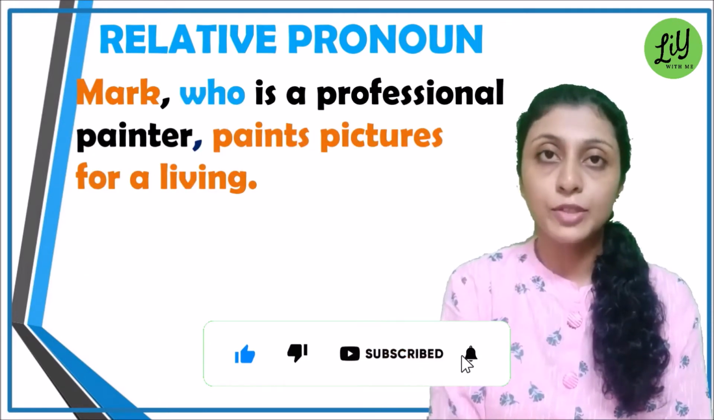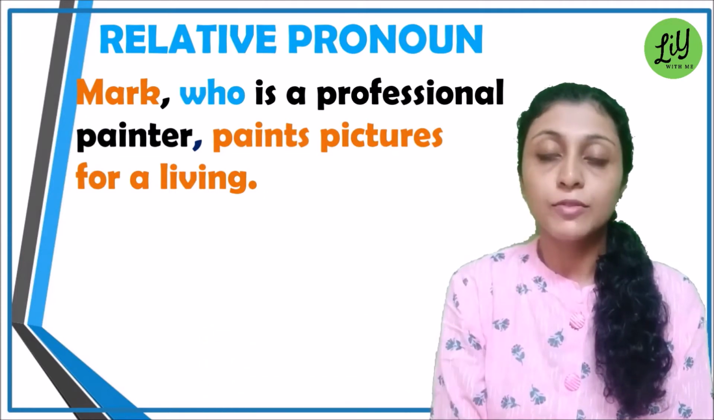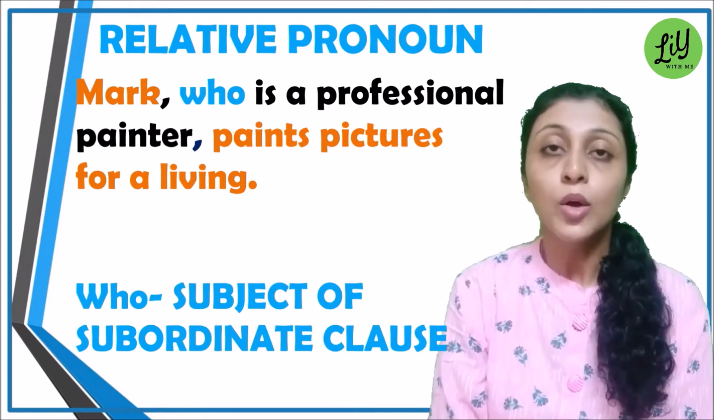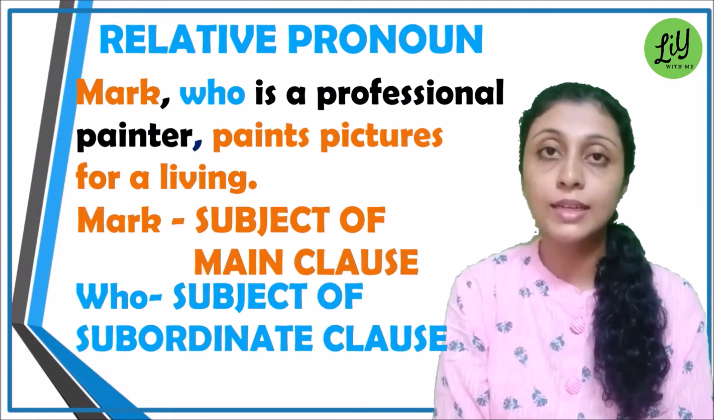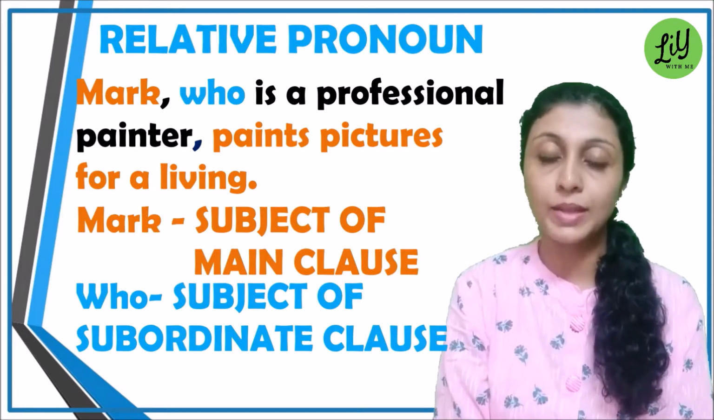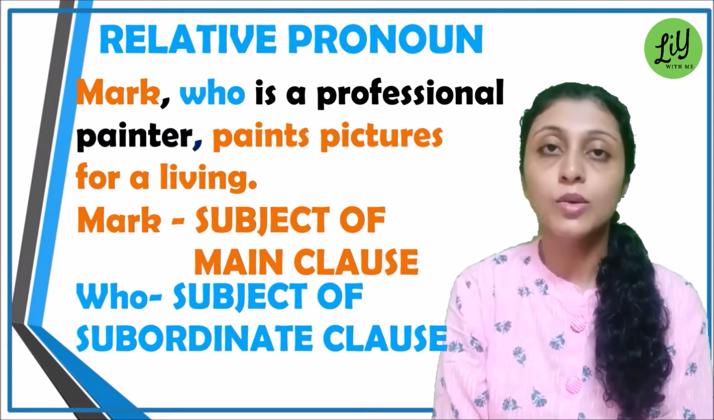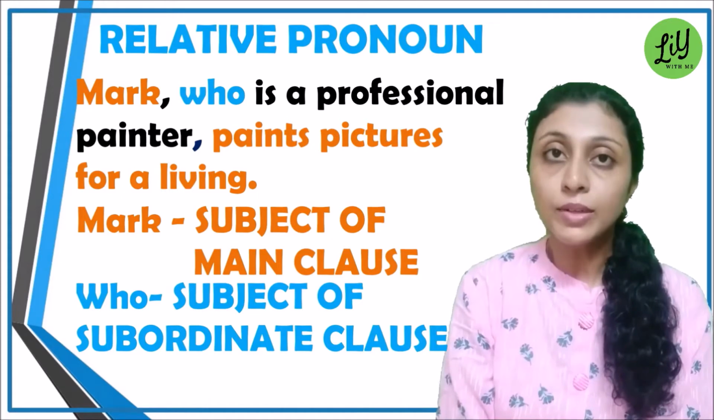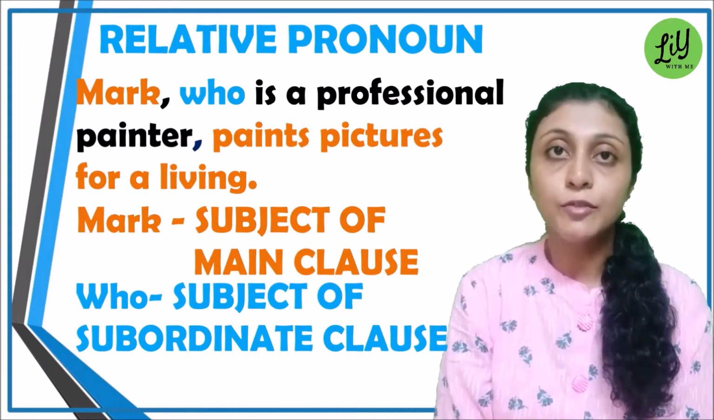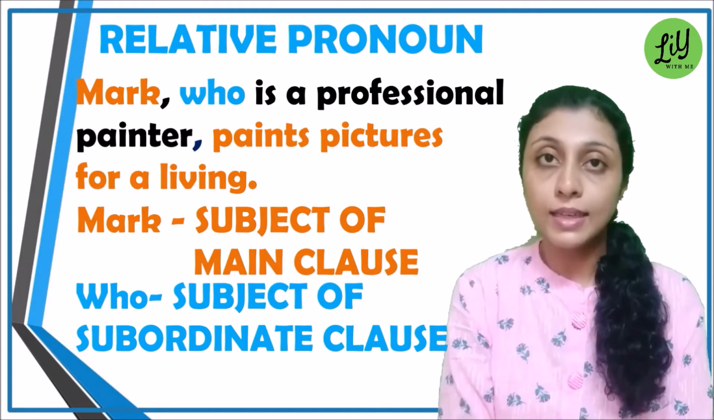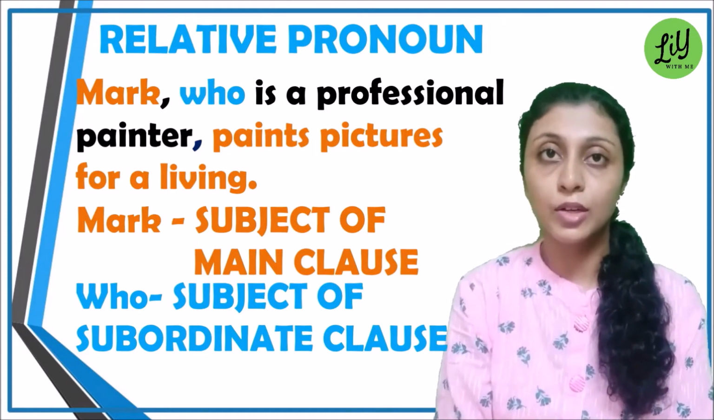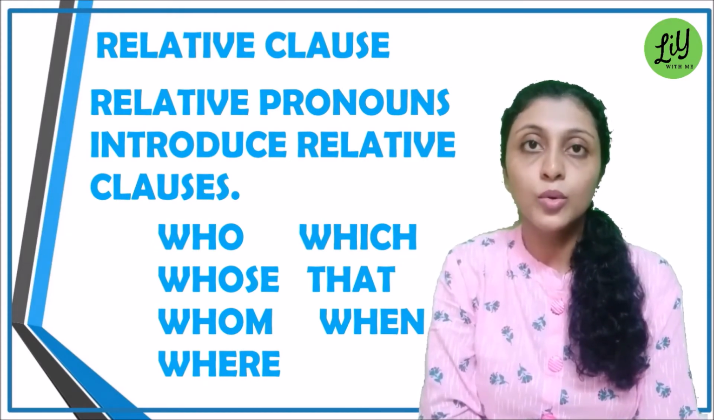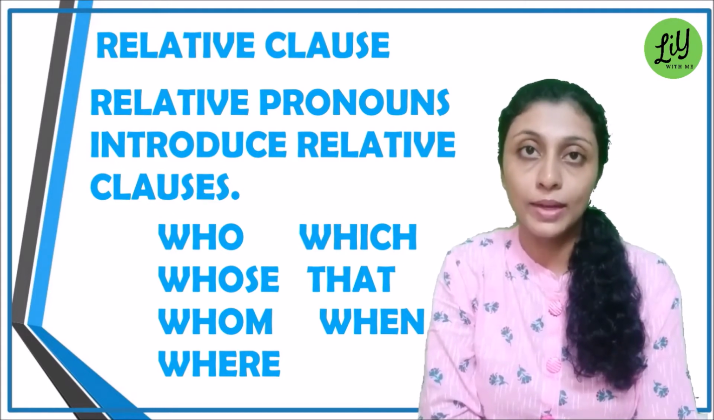Mark, who is a professional painter, paints pictures for a living. So over here, who is a professional painter? Here, who is the relative pronoun that relates to the subject in the main clause. The subject in the main clause over here is Mark. So Mark is being referred to in the subordinate clause. The subordinate clause starts with the relative pronoun, which is who. In this case, it may be referred to as a relative clause. Relative pronouns introduce relative clauses. The relative pronouns are who, whom, which, that, where, when, etc.